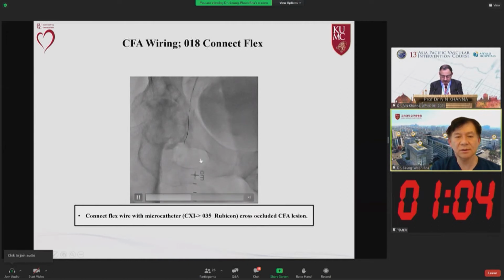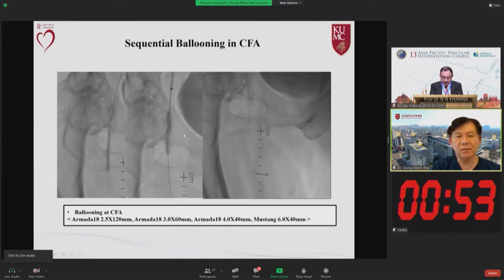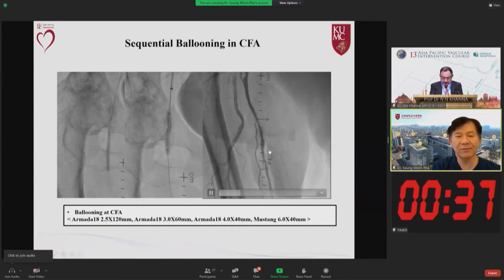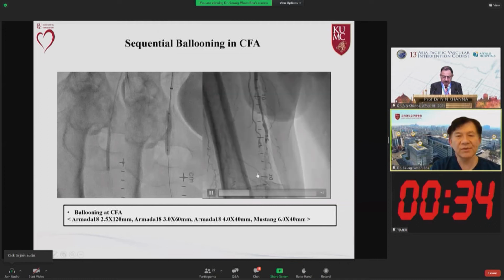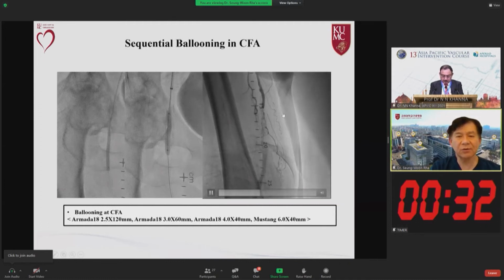So we used a Connector Flex 18 wire system under the support of a microcatheter, CXI support, and crossed into this joint area, and did sequential balloon dilatation with the 18 system, increasing up to the non-compliant Mustang balloon up to 6 millimeter. We made a space here and changed to the 3-5 system. The previously failed lesion is the target of today.